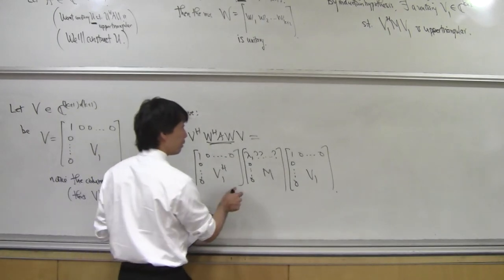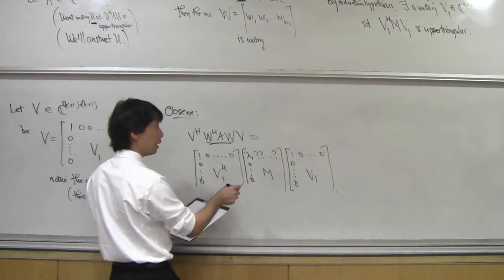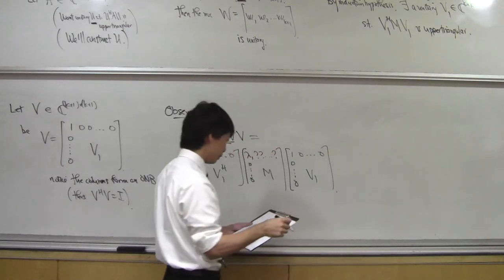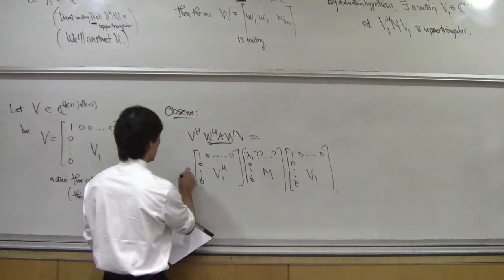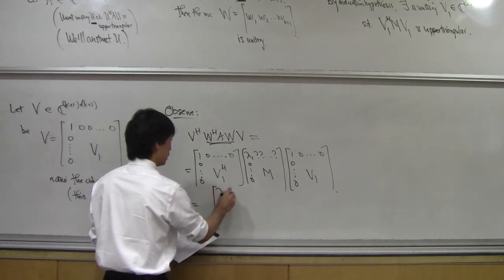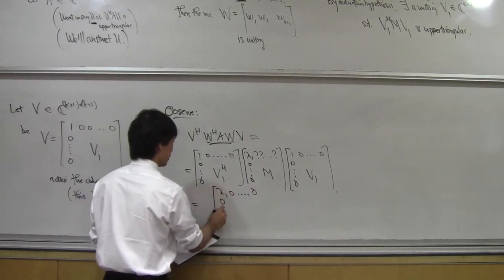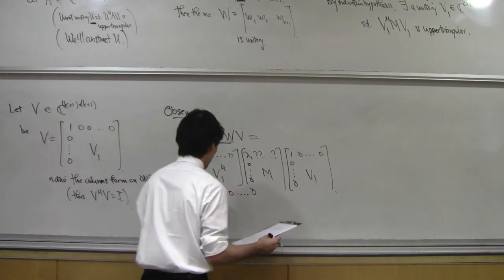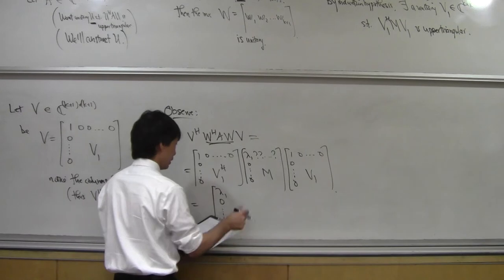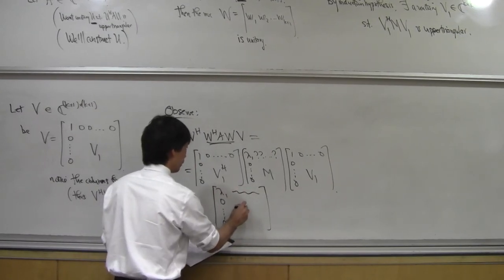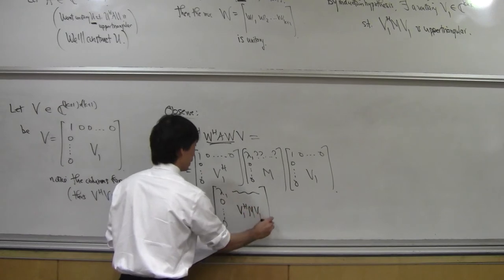What you get when you multiply this out is lambda 1, zeros below it, lambda 1, and then some stuff. And here you're going to get V1^H M V1.